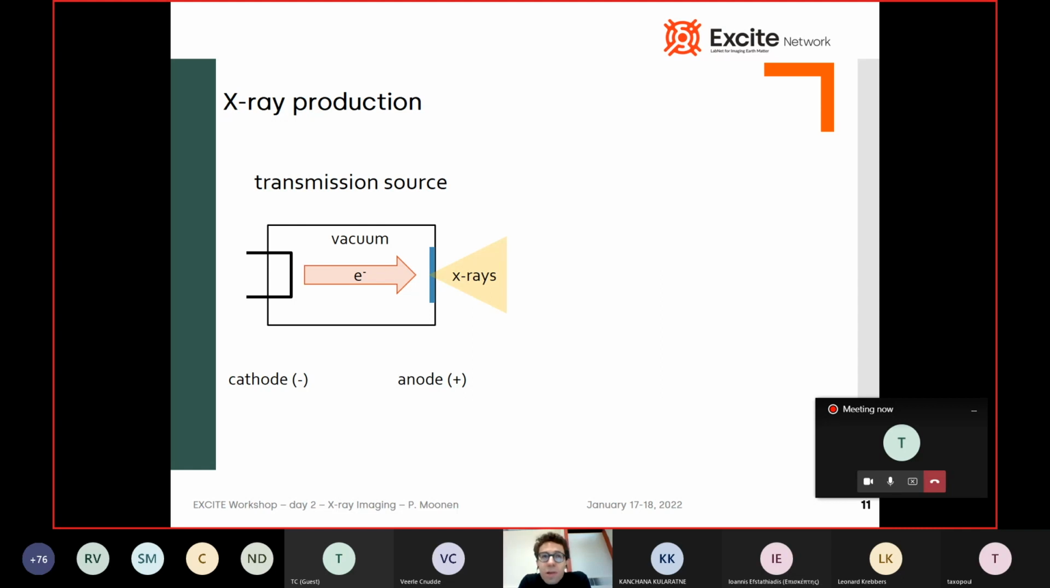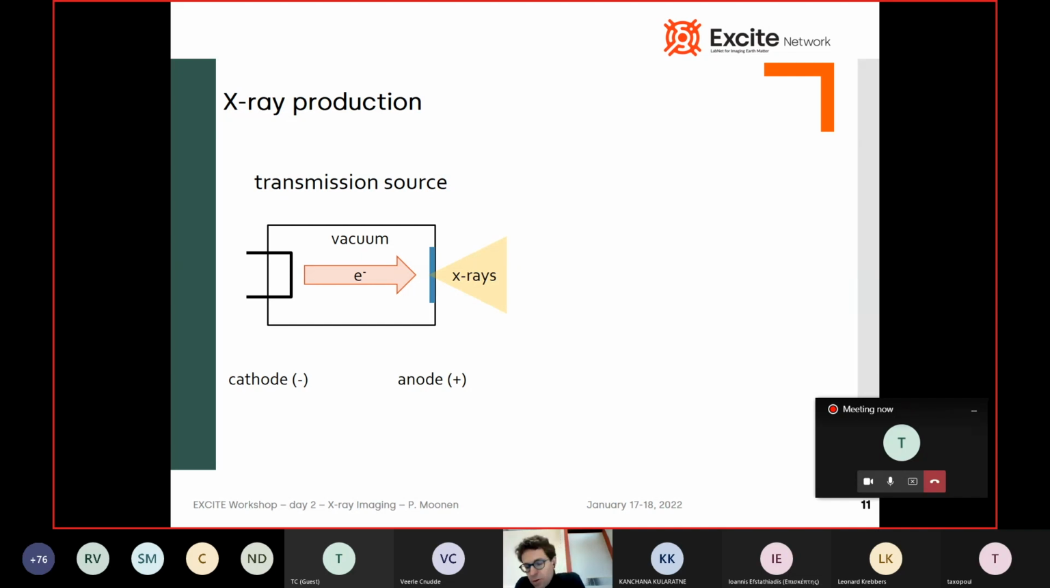So an X-ray source is nothing more than 2 electrodes that are put inside a vacuum chamber, and you apply a very high voltage difference between them. This voltage difference will cause electrons to escape from the cathode, to be accelerated towards the anode, and to impact that anode. And there many processes take place. So there are secondary electrons generated, backscattered electrons, all things that were discussed yesterday, but also X-rays. And those X-rays will leave in the form of a conical beam on the other side of the target.